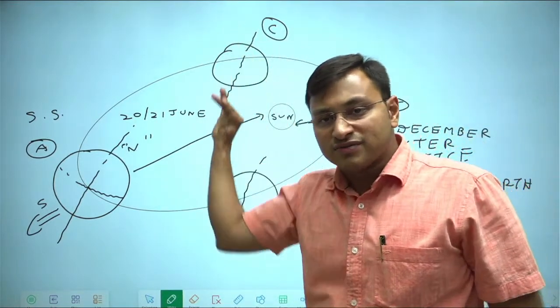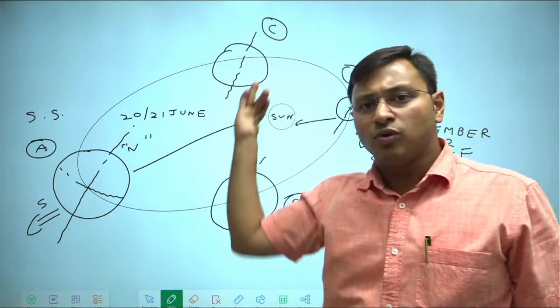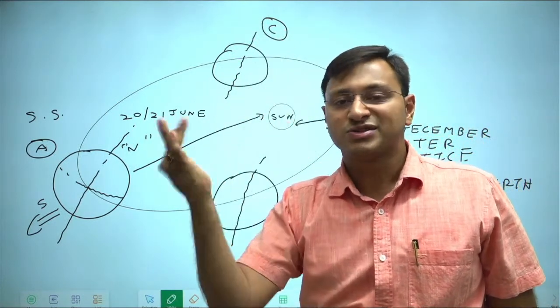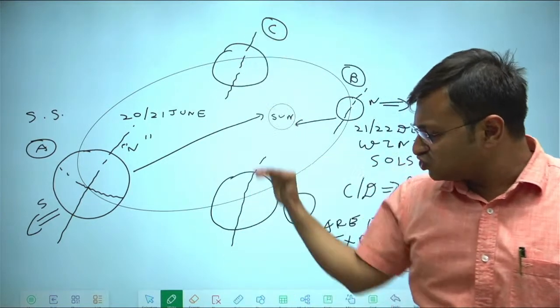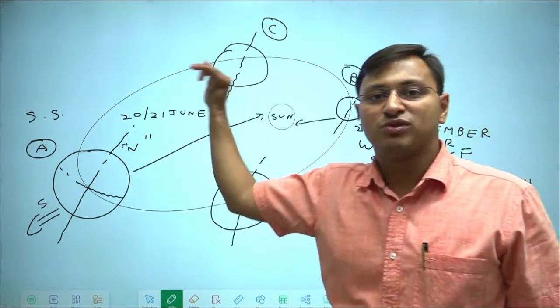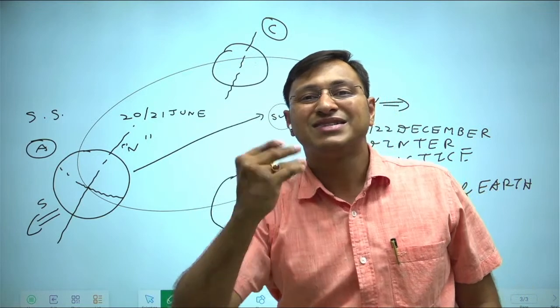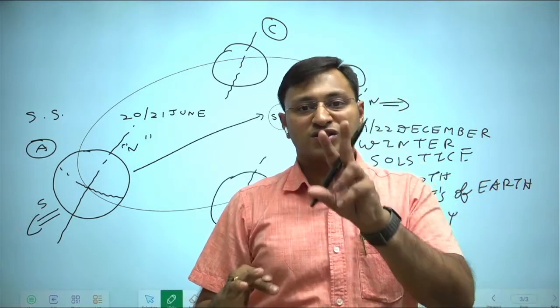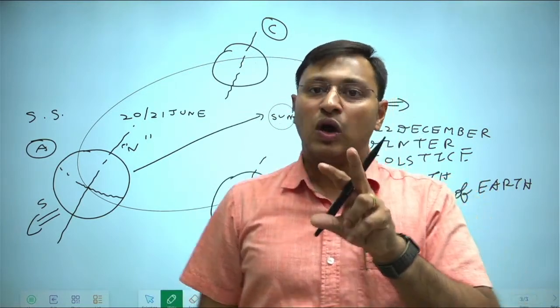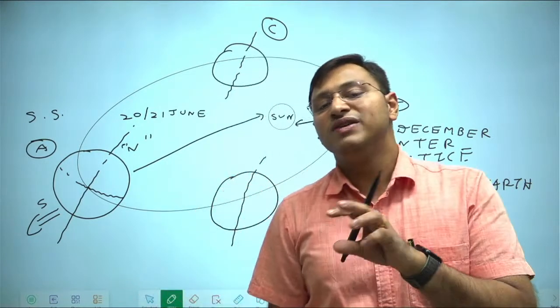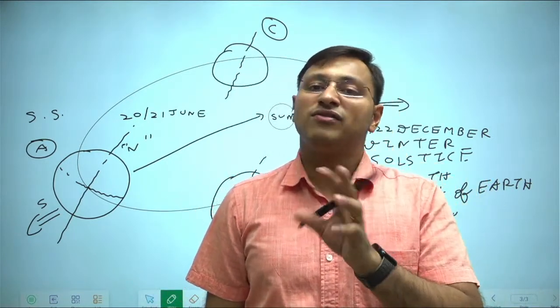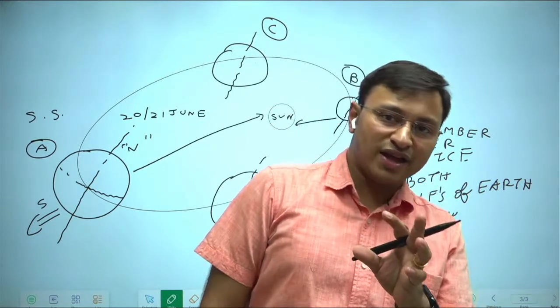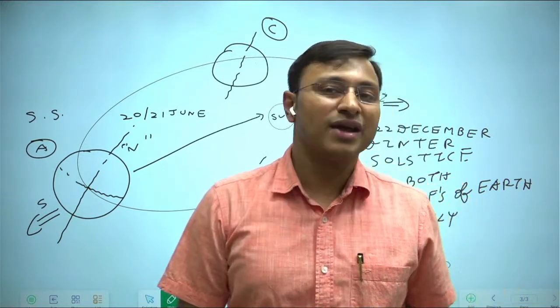And because both halves of the Earth are equally exposed to the sun, these two positions, position number C and position number D, are called equinoxes. On the equinoxes, you will have the same length of day and night: 12 hours of day and 12 hours of night.